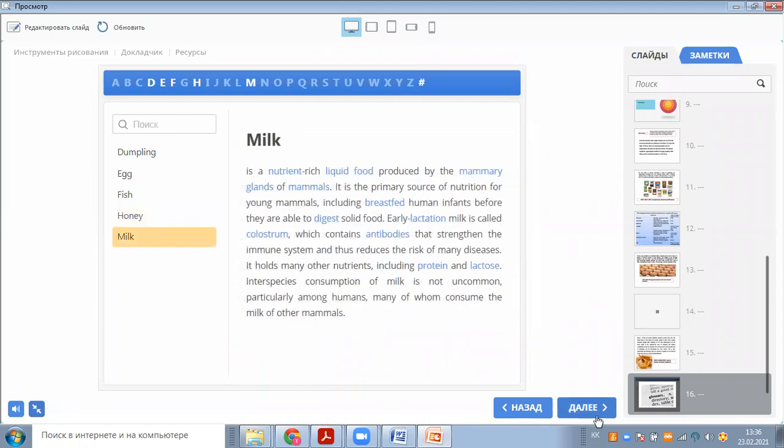And the next is milk. Milk is a nutrient-rich liquid food produced by the mammary glands of mammals, and it is a primary source of nutrition for young mammals, including breastfed human infants before they are able to digest solid food.